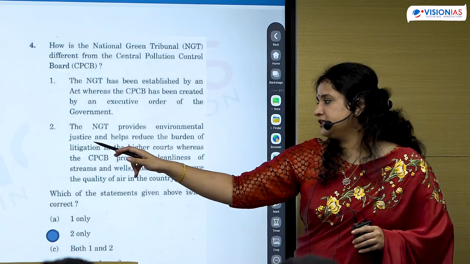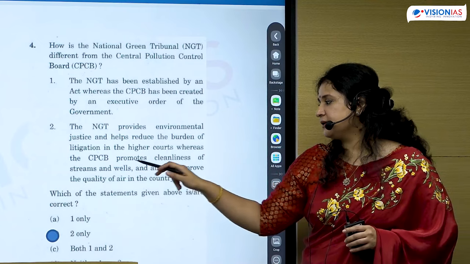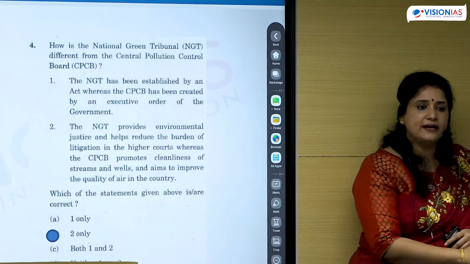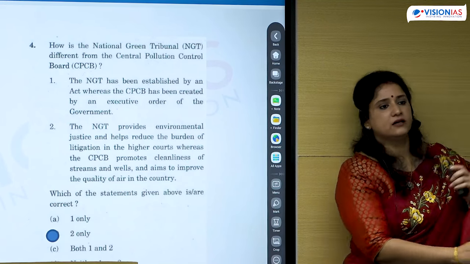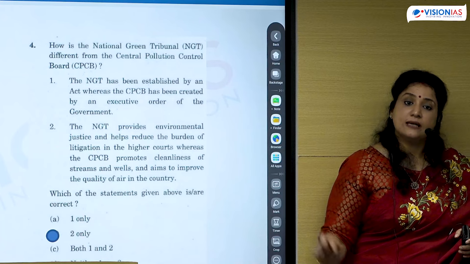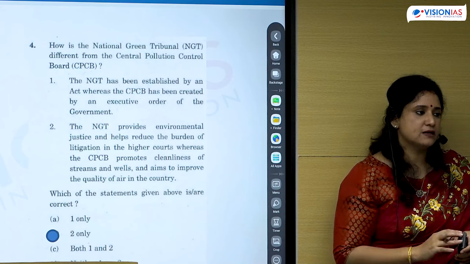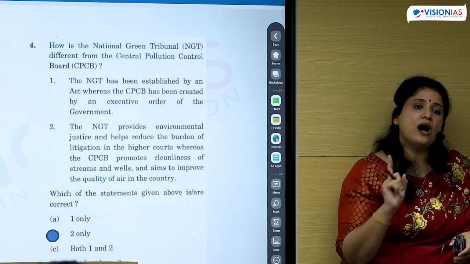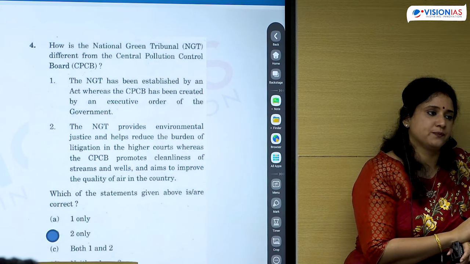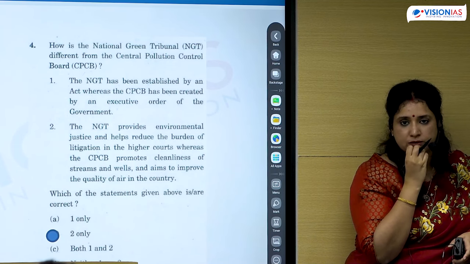NGT provides environmental justice and helps to reduce the burden of litigation in higher courts, while CPCB promotes cleanliness of streams, wells and aims to improve the quality of air in the country. What is the mandate of CPCB? It basically keeps a check on industries. Okay, it has the power. So note down the mandate of CPCB. You should know what the mandate of CPCB is, what the powers of CPCB are, how the powers of the Central Pollution Control Board are different from those of the State Pollution Control Board. There are two levels, okay, Central Pollution Control Board and State Pollution Control Board.